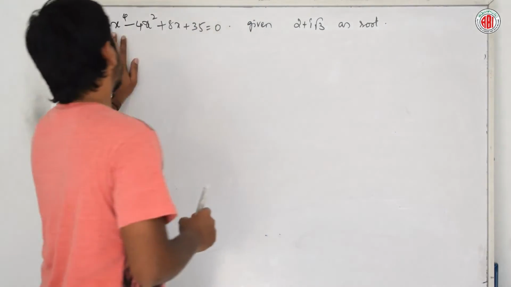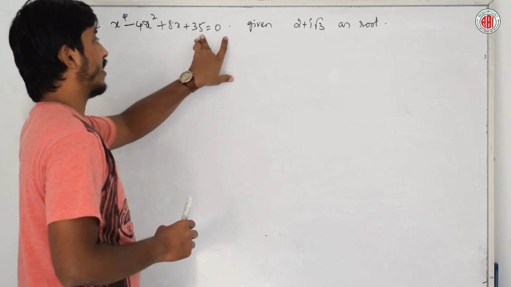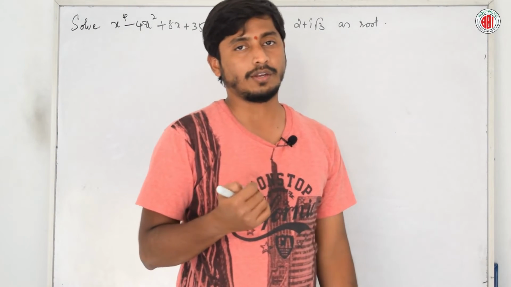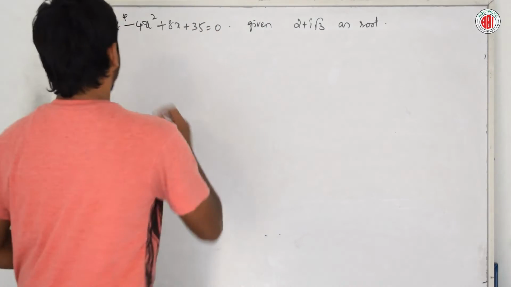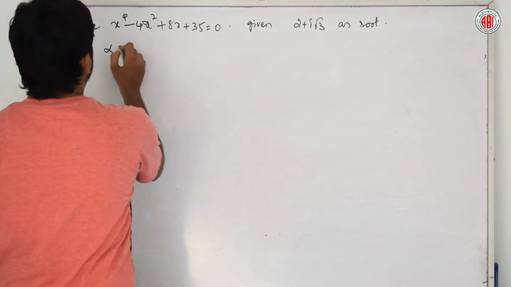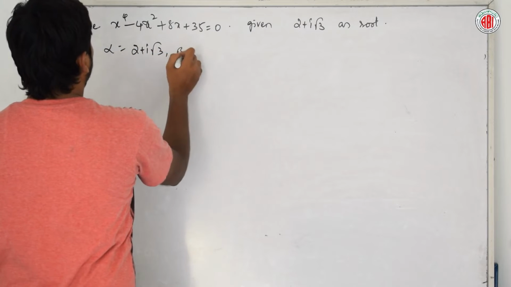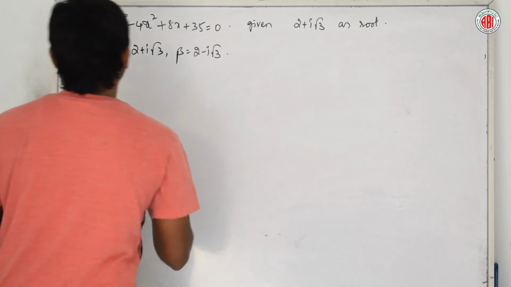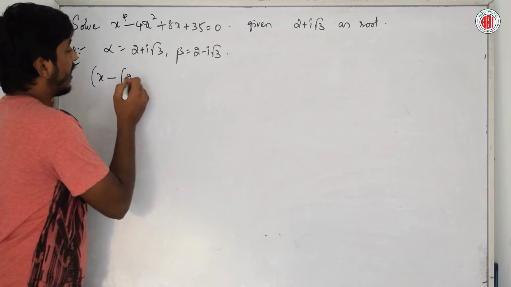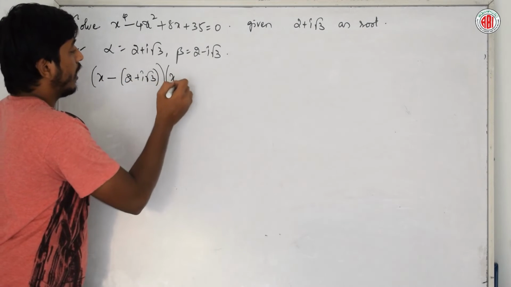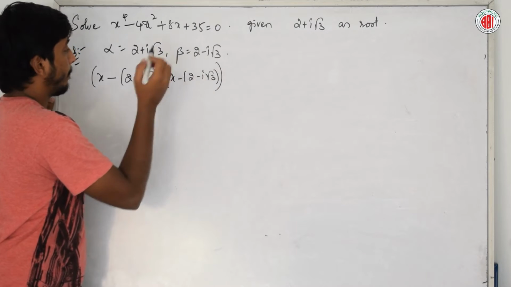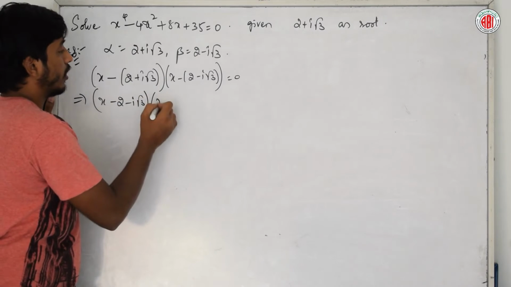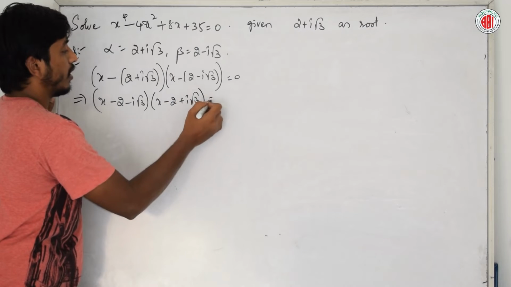He gave: solve x power 4 minus 4x square plus 8x plus 35 equal to 0, given 2 plus i root 3 is a root. So we can directly take 2 minus i root 3 as one more root. Done. So given alpha as 2 plus i root 3, obviously beta is 2 minus i root 3. Isn't it? So how can the equation be formed? x minus of 2 plus i root 3, x minus of 2 minus i root 3 equal to 0. So x minus 2 minus i root 3 into x minus 2 plus i root 3 equal to 0.